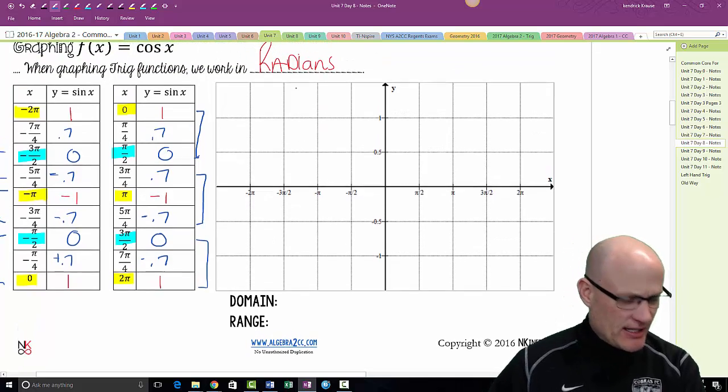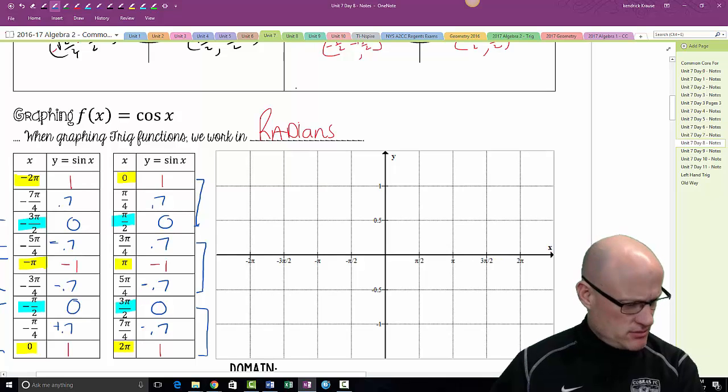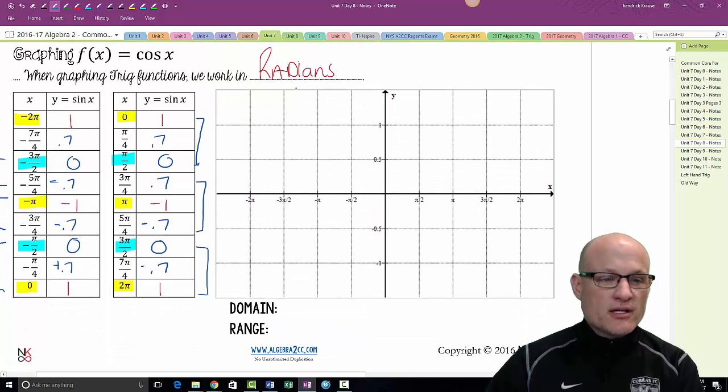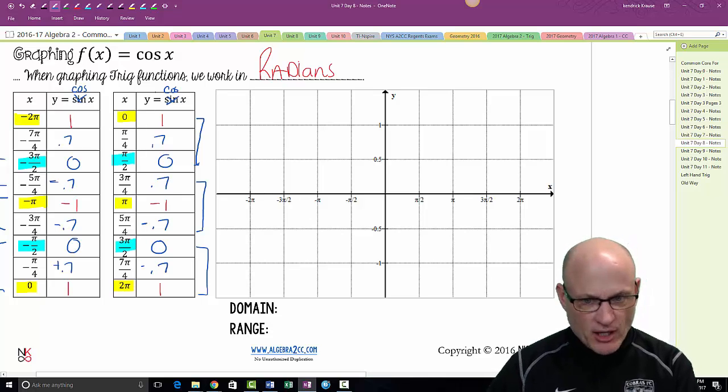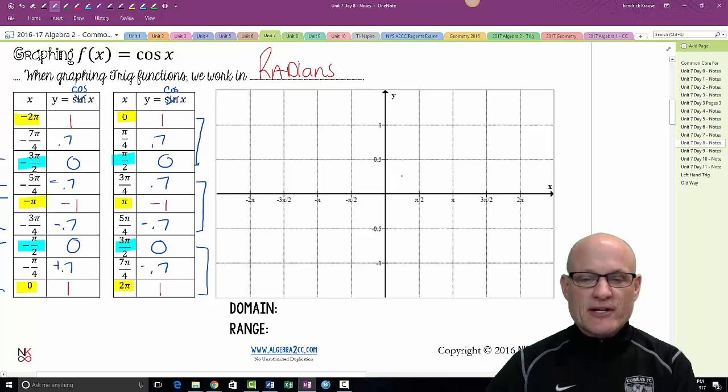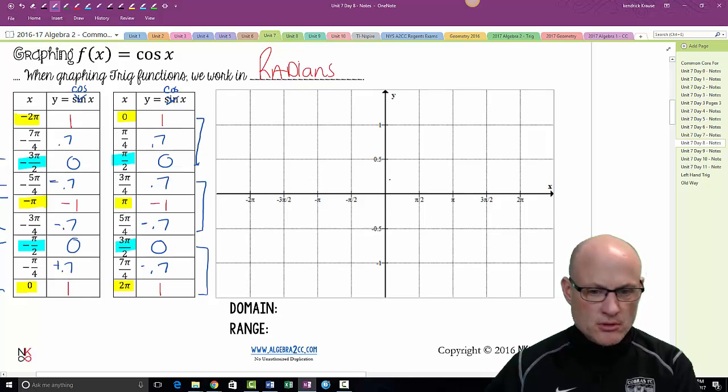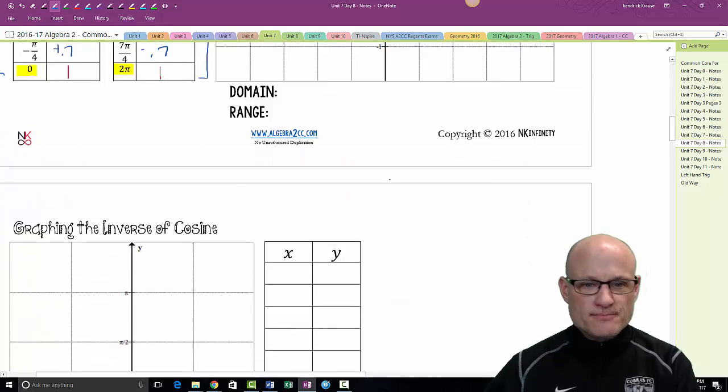Why do they say sine? Oh, daggone it. On my corrected version, they say cosine. They should say cosine x. On my printed version, they say cosine, but here they say sine. Maybe that's what I got confused by. I'm sorry, kids. They're both cosine. We're graphing cosine.